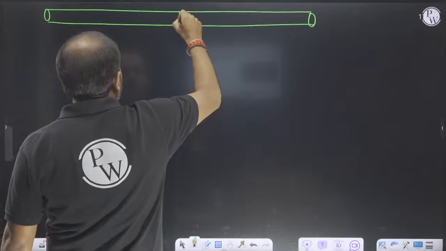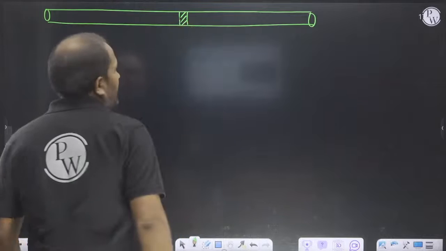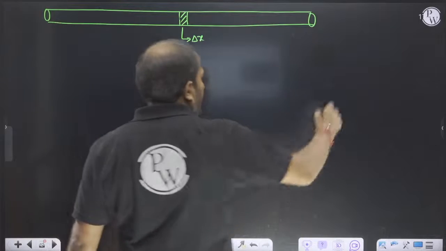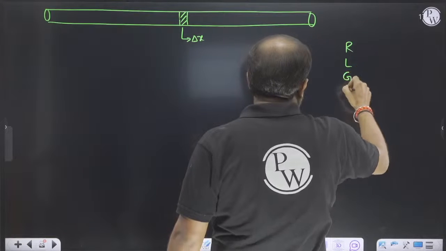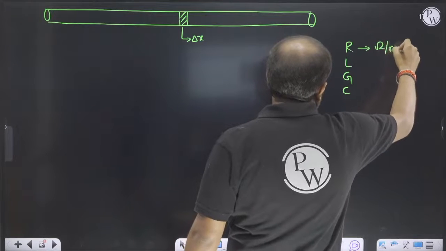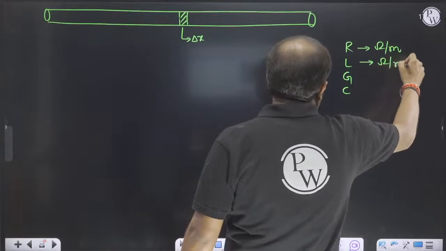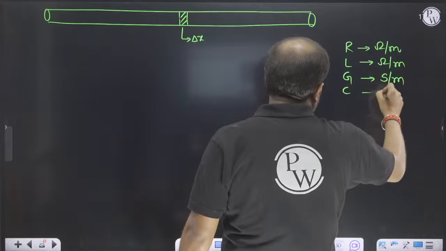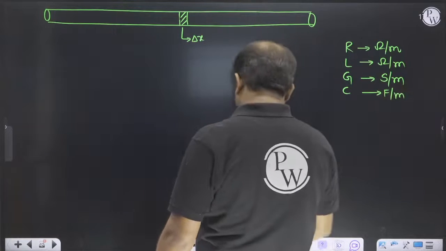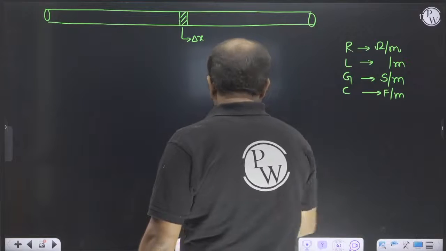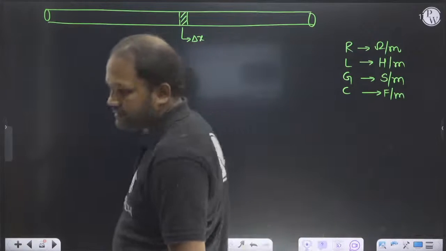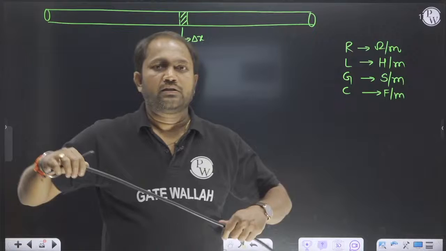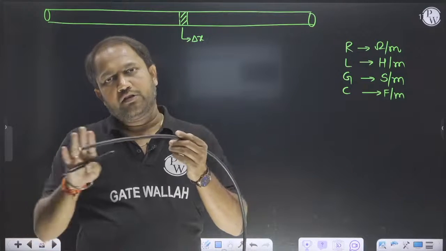This transmission line has a small length, that is delta x length. The R, L, G and C are given as distributed parameters. That means they are present all over the transmission line. G is present all over the transmission line. C is present all over the transmission line. L is present all over the transmission line. So this transmission line has them distributed everywhere.